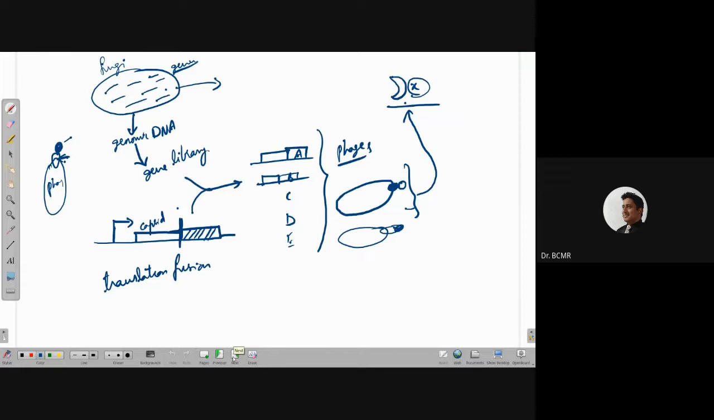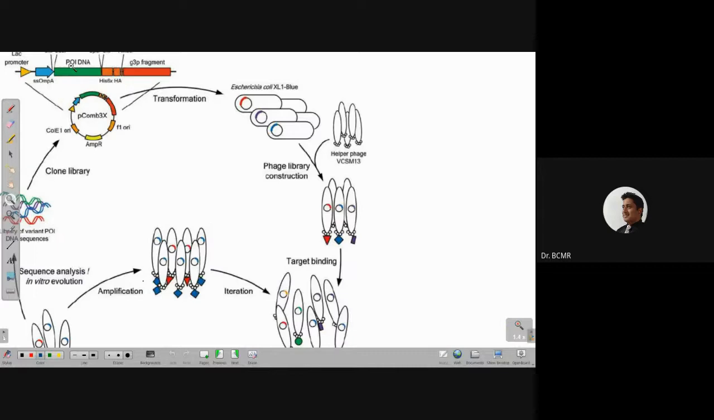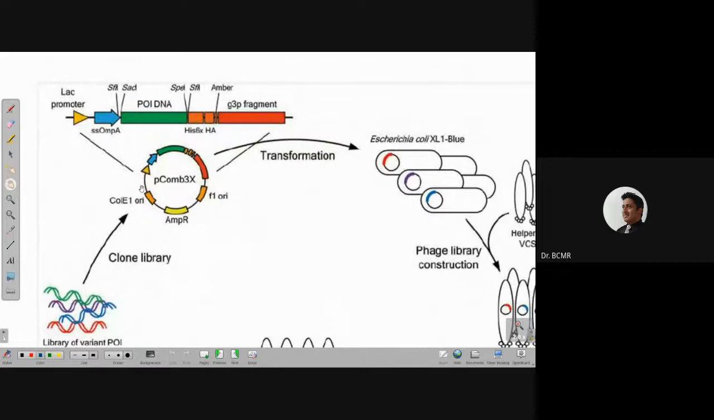And let's see. Here is a protocol. I'm not going to delve into the protocol itself, but we will try to understand some concepts of phage display using this protocol here. First thing I would, as usual, want you to appreciate is what the construct is. Every time you are looking at a vector, you should see what the construct is, how it is there, what are the elements that are present.